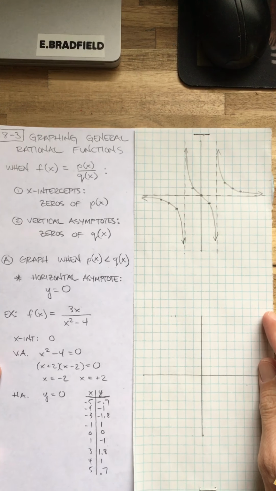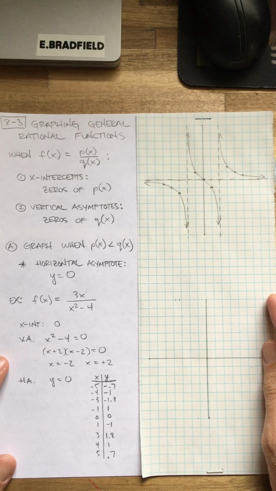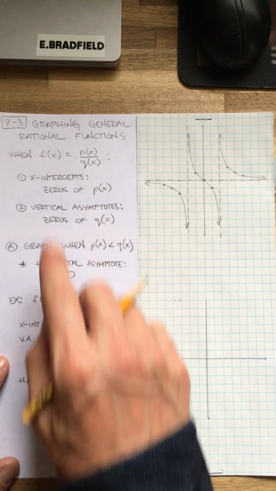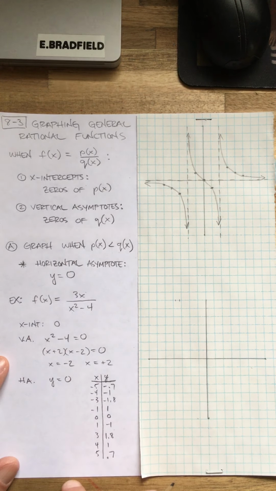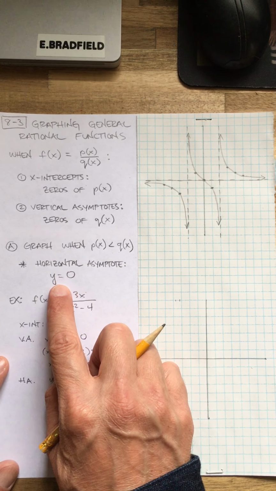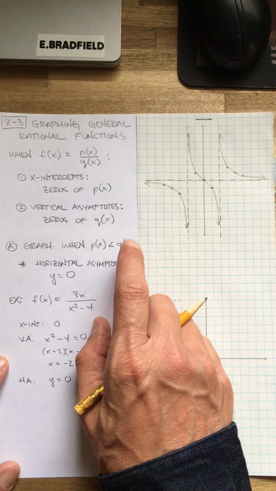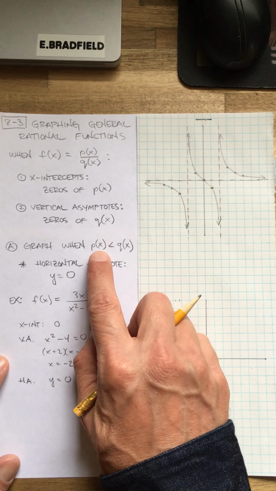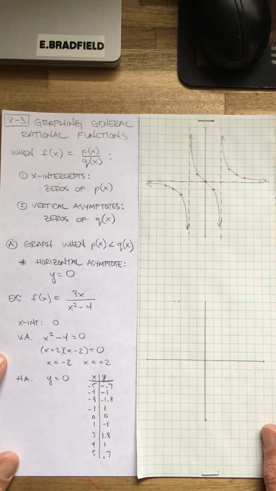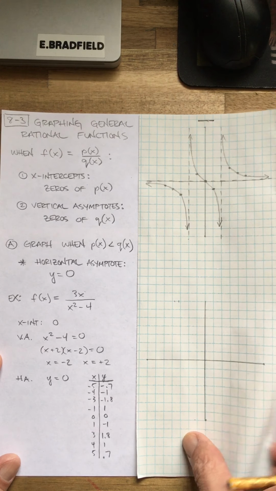But the main thing that you guys need to know for this set of notes is that we always have these x-intercepts, we always have these vertical asymptotes, and when we're doing part A, we're going to have a horizontal asymptote of y = 0 when the degree of p of x is less than the degree of q of x. Okay? All right, so now let's do part B.